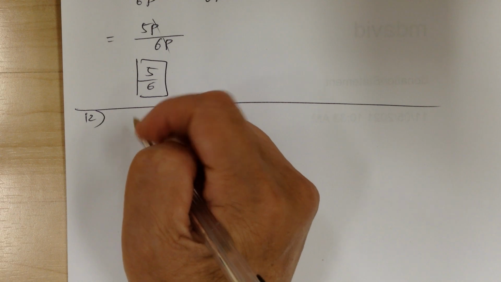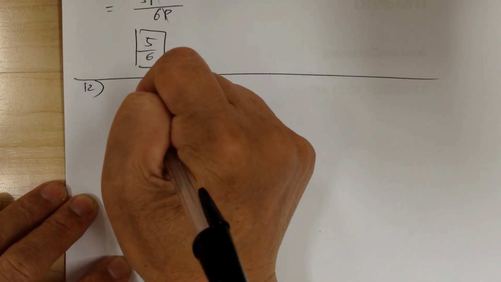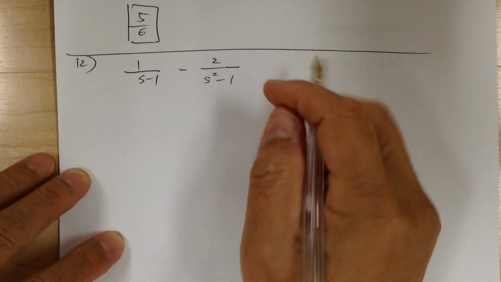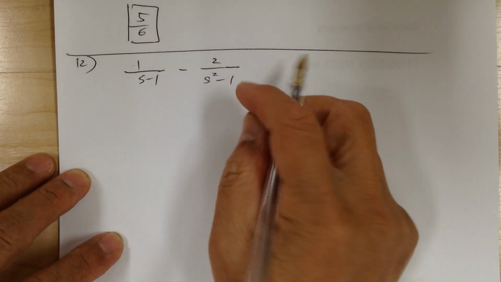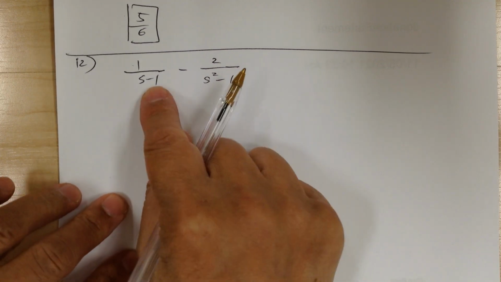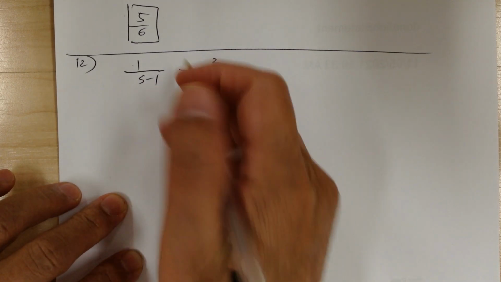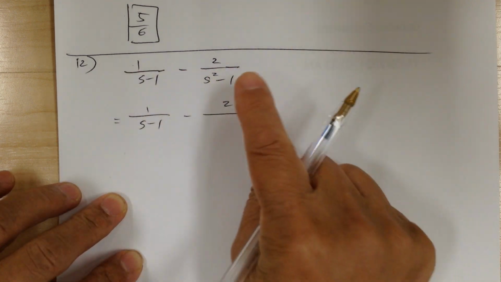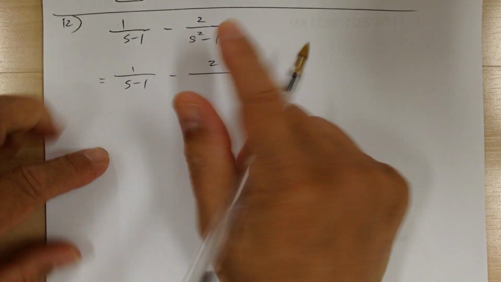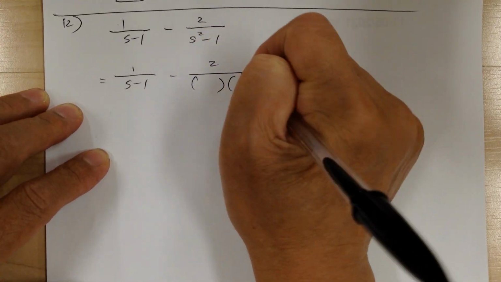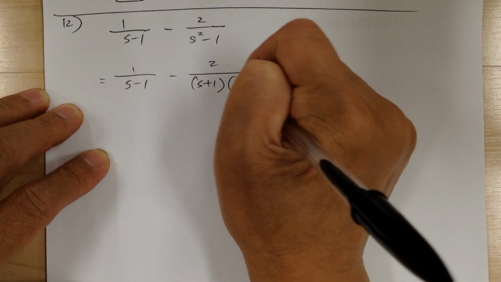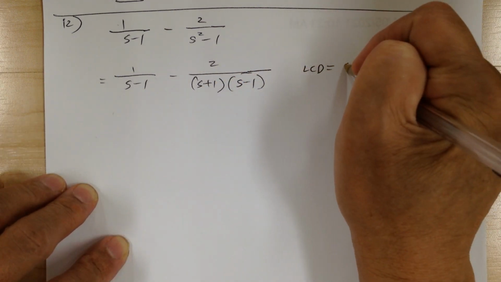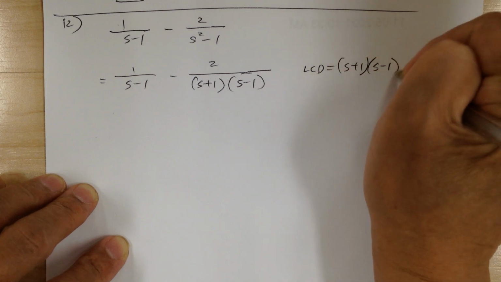Okay, number 12. 1 over (x minus 1) minus 2 over (x squared minus 1). Whenever you have addition or subtraction, you have to think about factoring. This one cannot factor, it is already done, but this one you can factor. So before you get your LCD, you need to factor this. This one is a difference of squares, so it factors into (x plus 1)(x minus 1). So from here, your LCD will be equal to (x plus 1)(x minus 1).